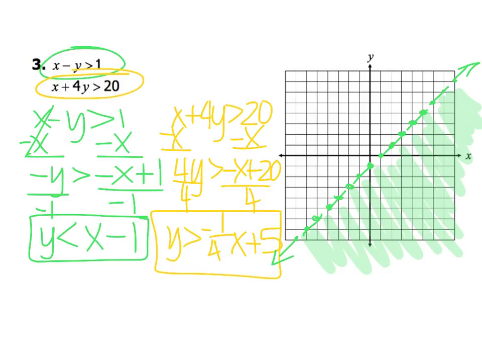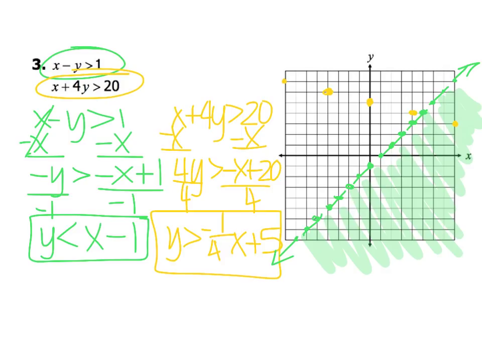Now our second linear inequality, y is greater than negative 1/4 x plus 5. Start with our y-intercept. We go up the y-axis 5, put a point. Then our slope is negative 1/4, so we're going to go down 1 and to the right 4. Down 1 and to the right 4. Then if we want to go in the other direction, we would go up 1 and to the left 4, up 1 and to the left 4. There's what all of our points look like for our yellow one.